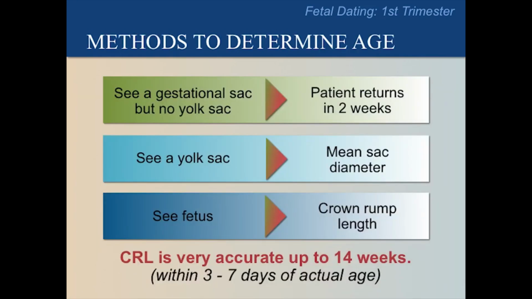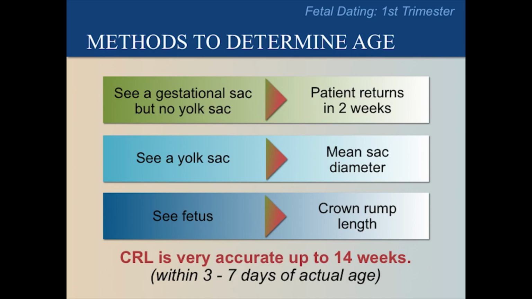Let us review the methods to determine fetal age. If you see a gestational sac but no yolk sac, ask the patient to return in 2 weeks for another ultrasound when she is farther along in her pregnancy. If you can see a yolk sac, measure the mean sac diameter. The last method to find fetal age can be used when you see a fetus on ultrasound.